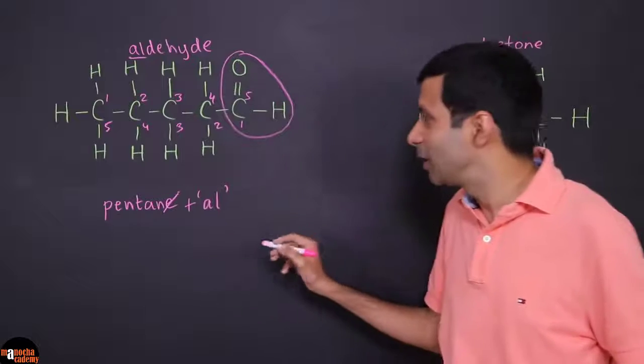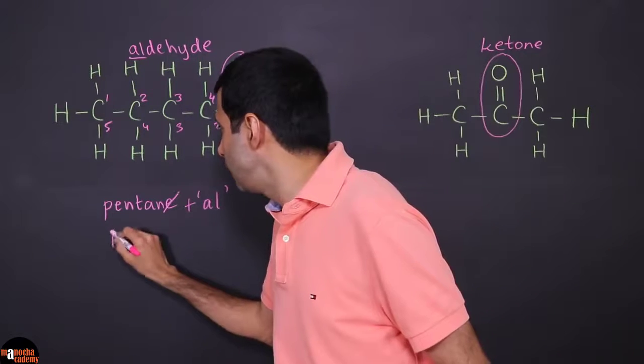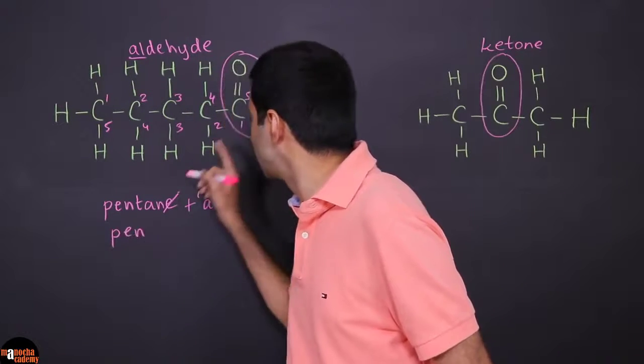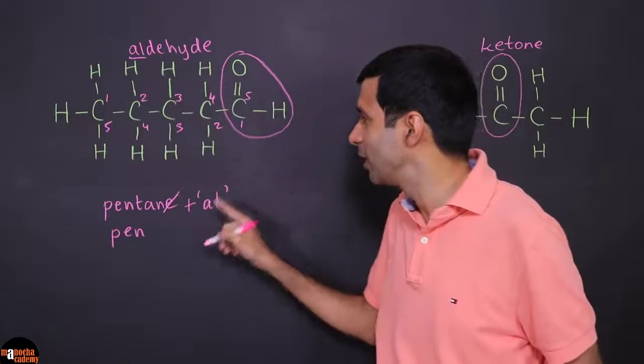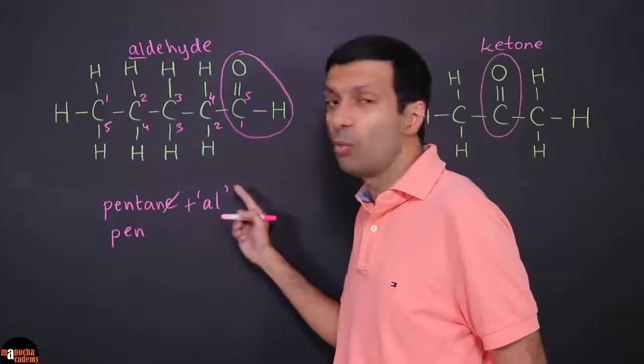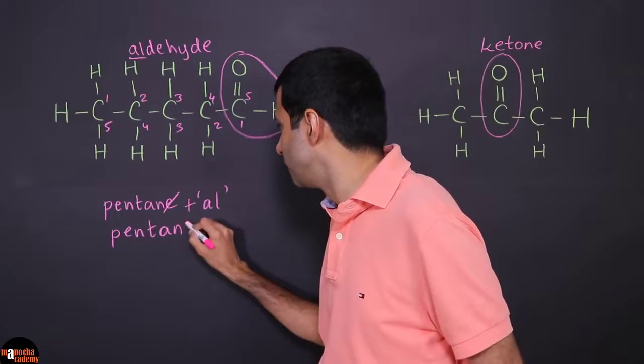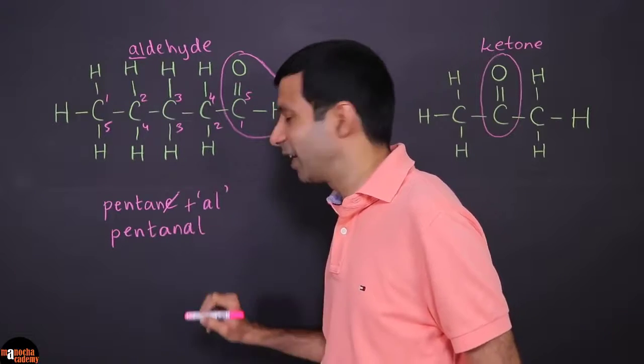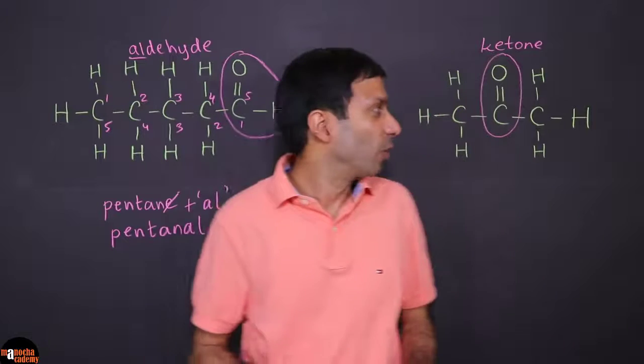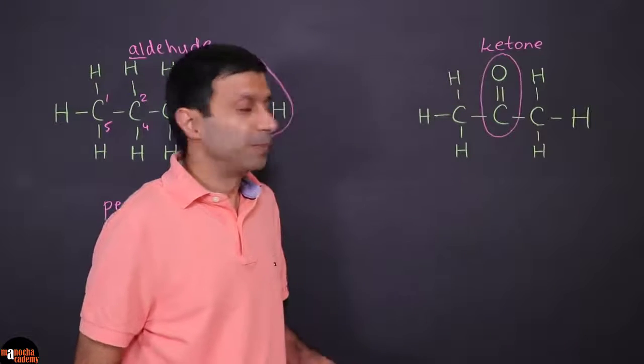So what will be the name of this compound? Pentanal. And it's at position 1, the smallest number. So it's basically pentan-1-al or simply pentanal. Okay, is that clear? Now let's take a look at this compound.